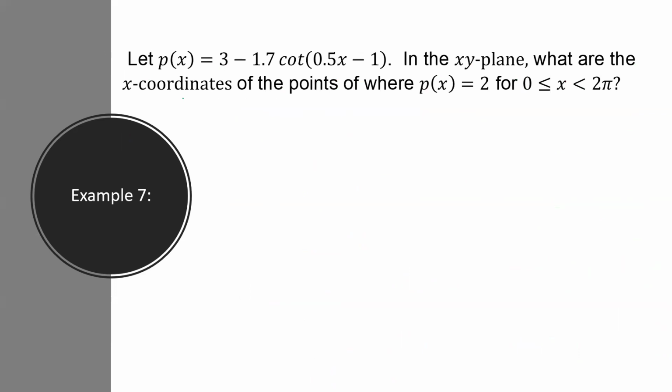All right. So again, intersection, and it says in the XY plane, what are the x coordinates of the points where P of x equals 2? Okay. Because we have this decimal and this decimal, that automatically tells you that this is a calculator problem. Needless to say, I also put a calculator on your notes, but you can clearly see that it's a calculator problem because do those values exist on our unit circle? No, they don't exist.